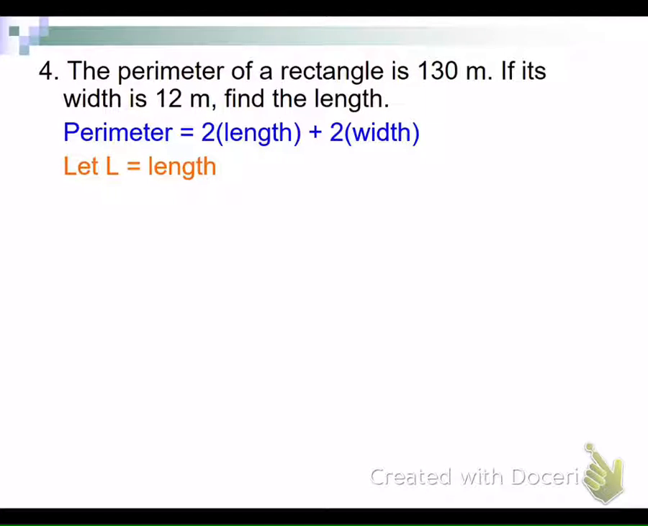So some people just say like L plus L plus W plus W. Length and length, width and width. Or you can say perimeter equals 2L plus 2W. 2L plus 2W is the way I will write it in this class, okay?